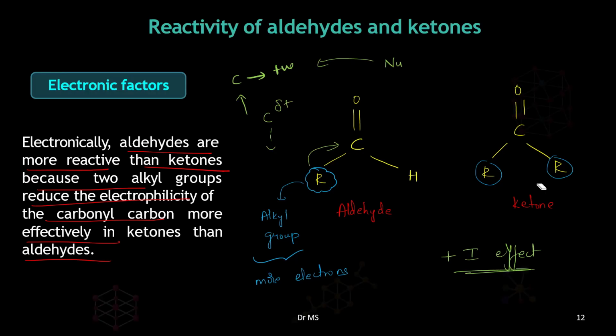But if you see here, there are two alkyl groups present. Here, this R group will push the electrons towards the carbon, and this R group will push the electrons towards the carbon, and this positive charge will further reduce and it will turn out to be negative. So the more effect is seen on this carbon compared to this carbon, because here only one alkyl group is present, whereas here two alkyl groups are present.